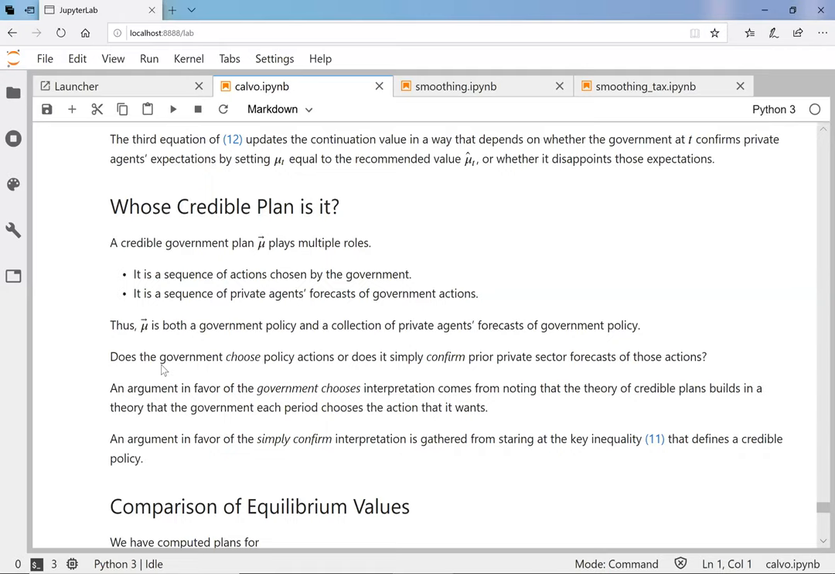So now you ask, who owns this thing? Whose is it? And I'm going to come back and tell you how this issue comes over and hits Blinder in the head at the end of his book. So does the government choose policy actions, or does it simply confirm prior private sector forecasts of those actions? What does it do in the theory? You've got to make up your own mind on this. Blinder's a smart guy, and if you read the end of that book, maybe in the summer, he hasn't made up his mind. So don't feel bad if you can't make up your mind.